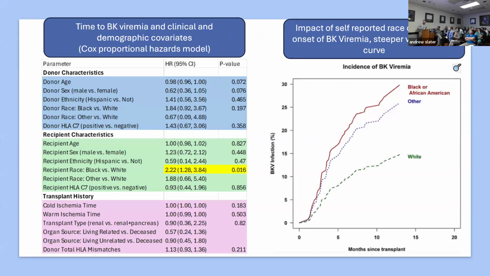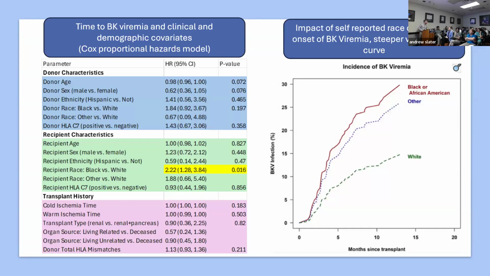What about time to BK viremia and clinical and demographic covariates? Again, I have the one of statistical significance highlighted, and that's basically saying that those that identified as Black versus those that identify as white, their time to BK viremia was sooner to a statistically significant degree.